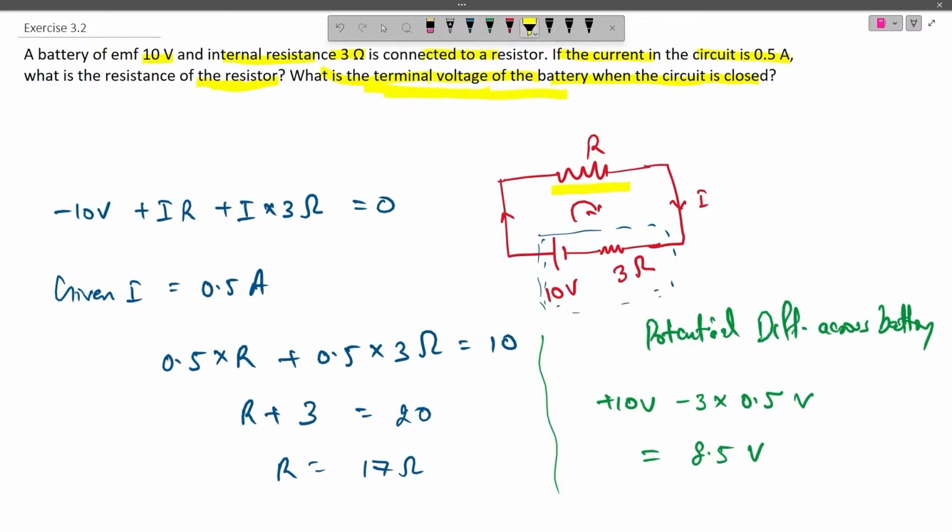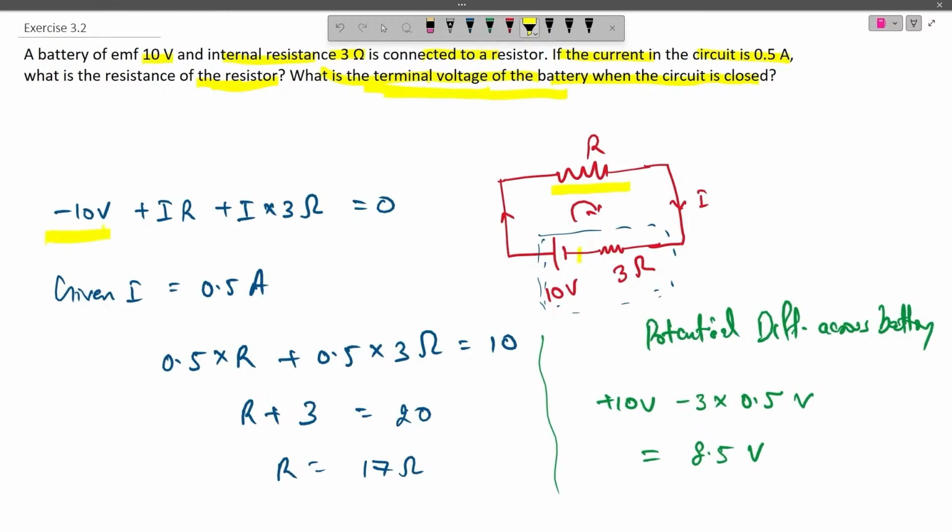We have to find out the terminal voltage across the battery of the circuit. So we can apply Kirchhoff's loop rule, which says that the potential difference across a closed loop is always equal to 0 in a closed circuit. Now we can start from the battery from this point. Moving leftwards in the direction of current, we meet a negative 10 volt, so we will write minus 10 volt.